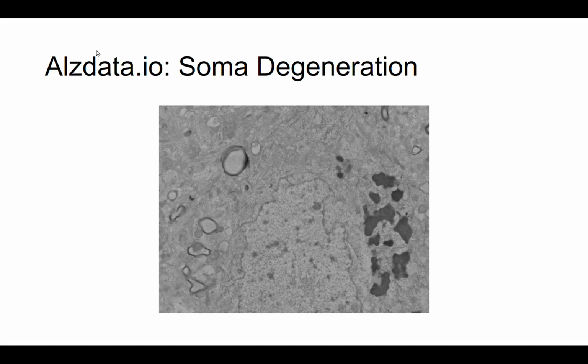Soma degeneration is another critical aspect highlighted in our database. This condition is characterized by changes in the cell body that can lead to reduced neuronal function and survival. By analyzing these degenerative processes, researchers gain deeper insights into the overall health of neurons and how these changes contribute to the onset and progression of Alzheimer's disease.